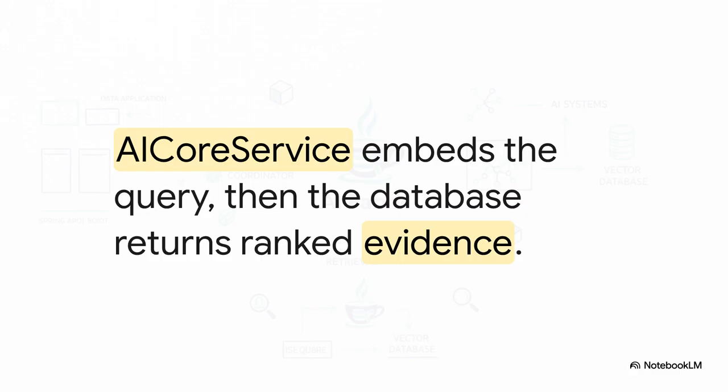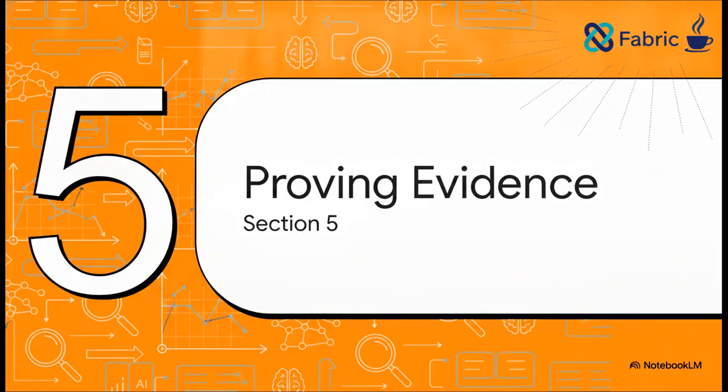That's it. The score you get back ranks similarity only within this specific retrieval operation. It's not some magical percentage of universal truth, and it certainly cannot invent evidence that you never indexed in the first place. Section 5. Proving vector evidence.